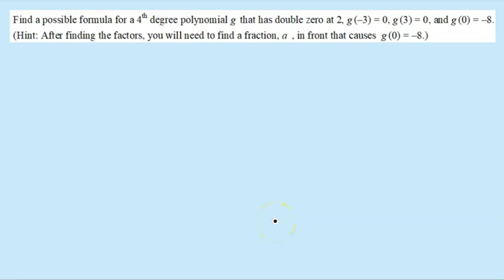Okay, so in this video what we're going to do is go over the 3 questions that are at the bottom of the lesson sheet for this lesson. If you want to get that lesson sheet out, you can read this question with me. It says find a possible formula.